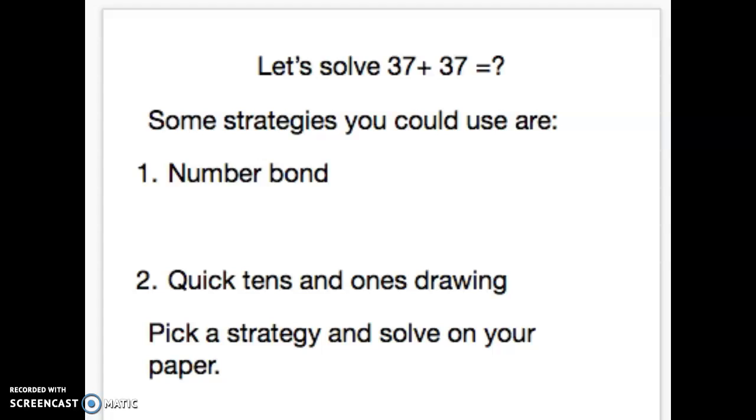Let's solve 37 plus 37. You could use a number bond, or you may use your quick tens and ones drawing. Choose one of these strategies and work this problem out on your paper.